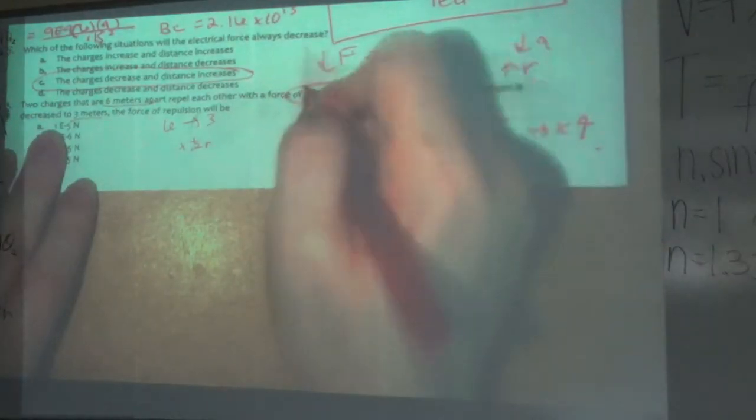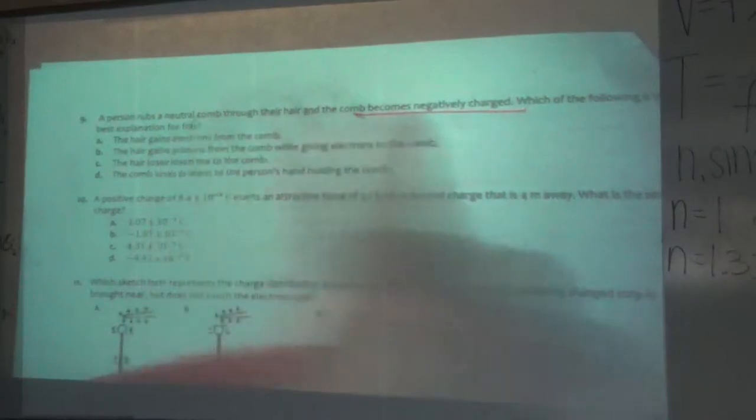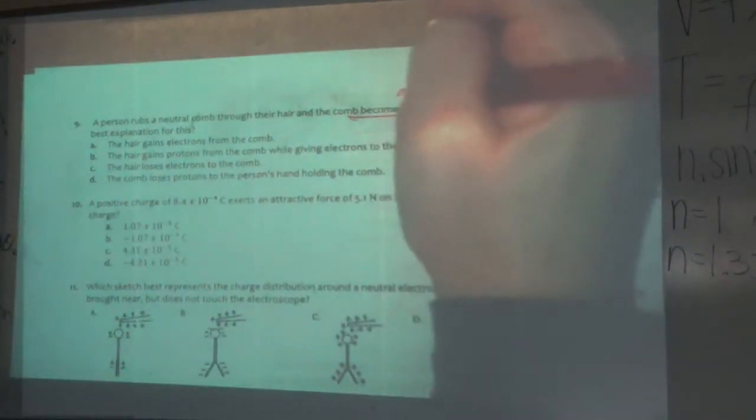I have to take this old force of 2E negative 5, multiply by 4, and that gives me 8E negative 5, which is my answer. A person rubs a neutral comb through their hair, and the comb becomes negatively charged. So if something was neutral and now is negative, that means it gained electrons.